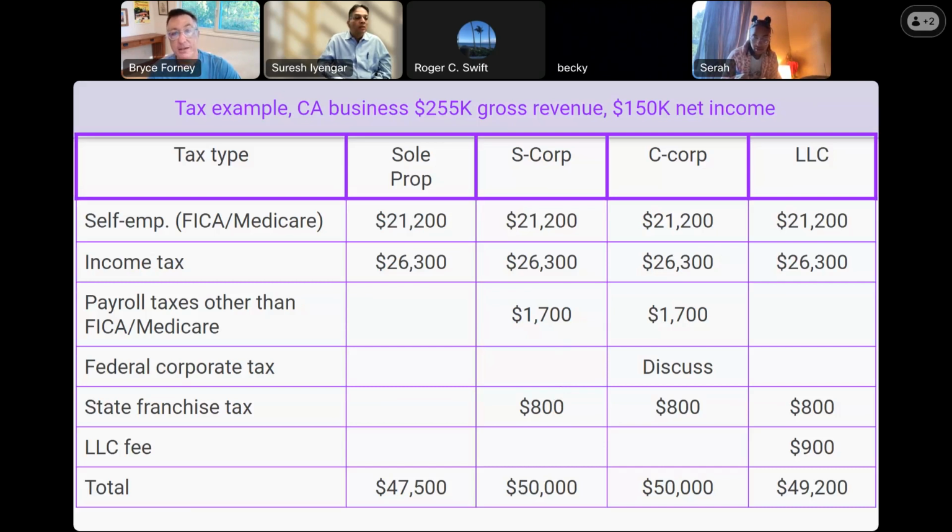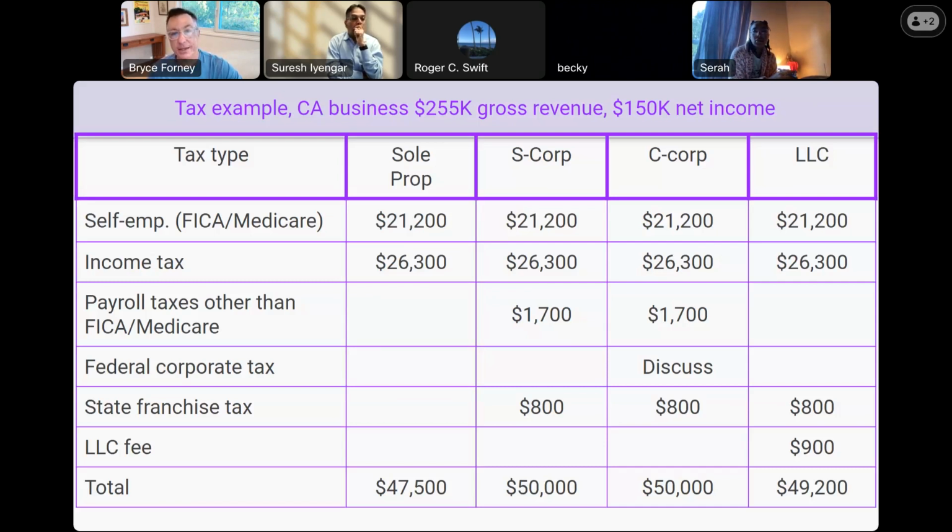If that owner is an S corporation, they're going to pay the same self-employment tax and income tax. They're going to pay it through wage withholding as well as employer payroll taxes, but effectively they're going to pay the same exact amount on the wages paid to the owner. And then there are going to be some additional payroll taxes. These are actual amounts from if you were a California taxpayer.